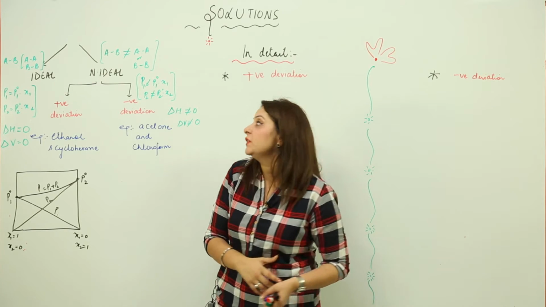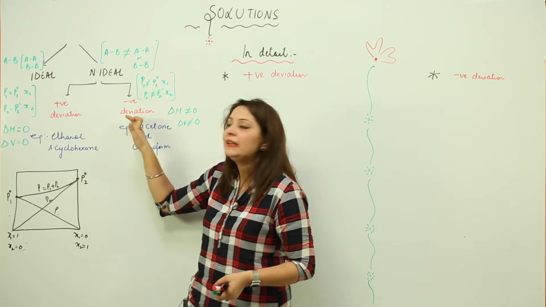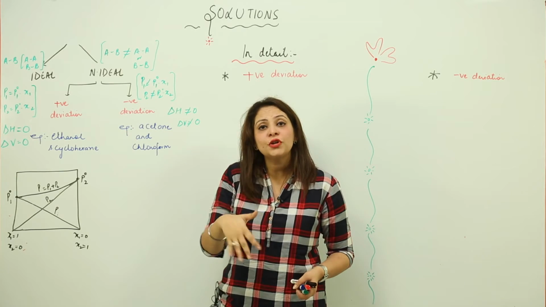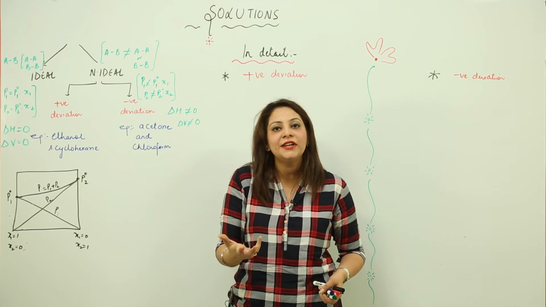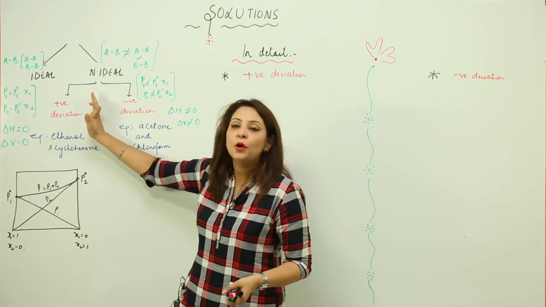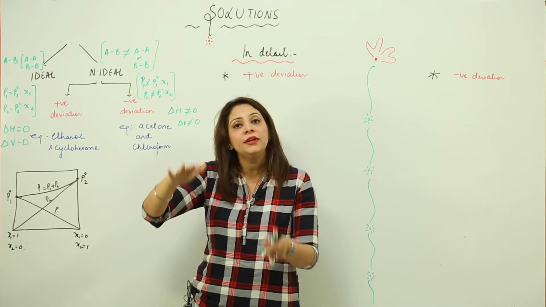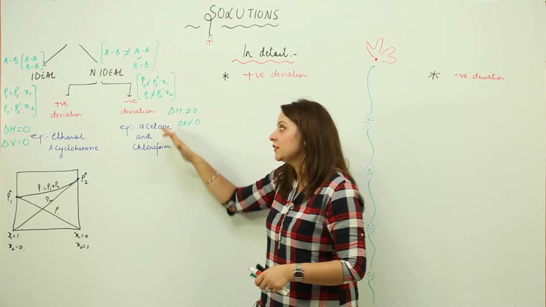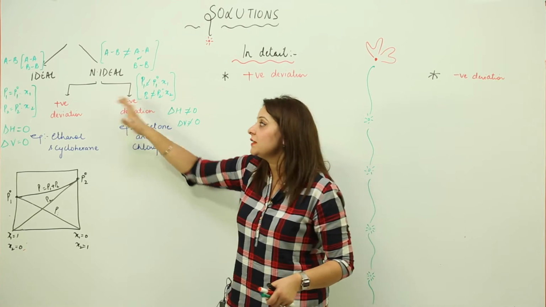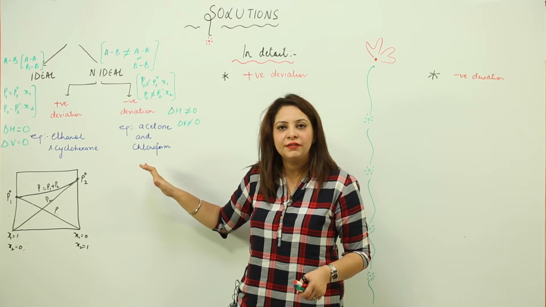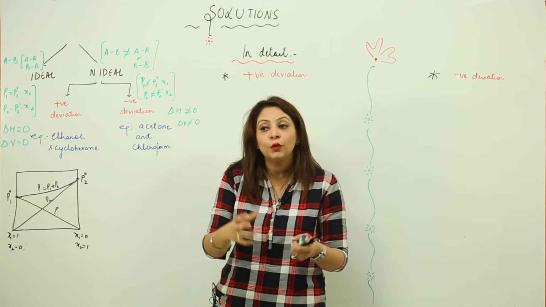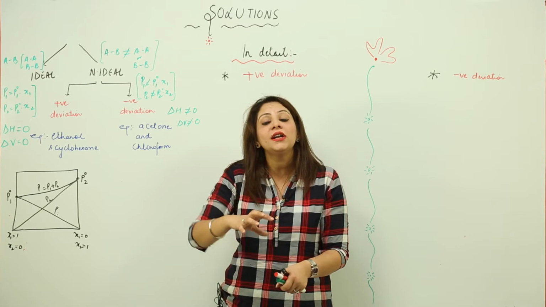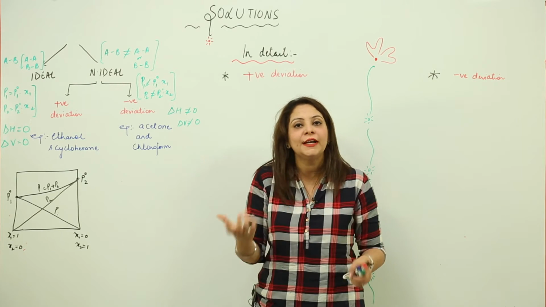So accordingly we classify non-ideal solutions into positive and negative deviation. If the vapor pressure increases due to some reason, we will be discussing now what the reasons can be, then it is a positive deviation. And if somehow the vapor pressure decreases, then it is showing a negative deviation. So we are just starting with positive and negative deviation. That means how non-ideal solutions show positive and negative deviation, or what substances are added to them, or what the reasons are behind them showing different kinds of deviation.